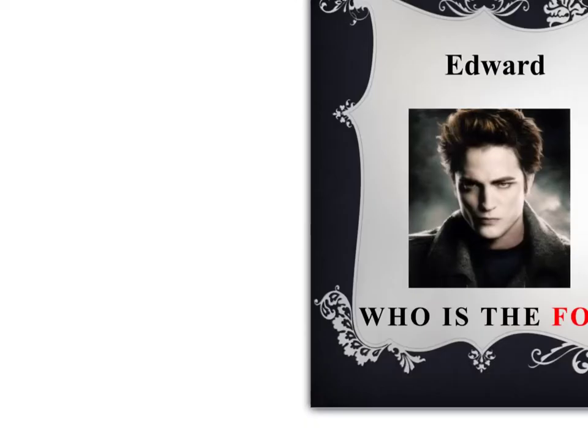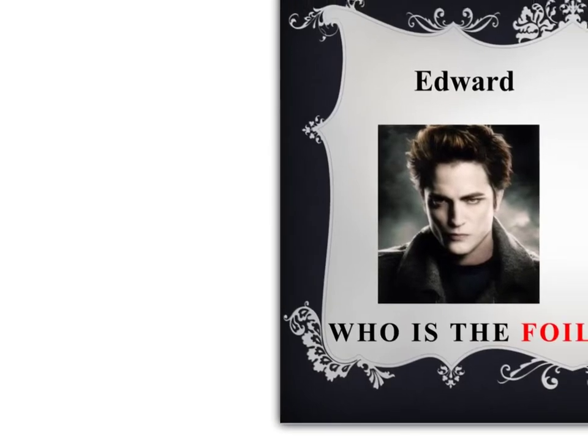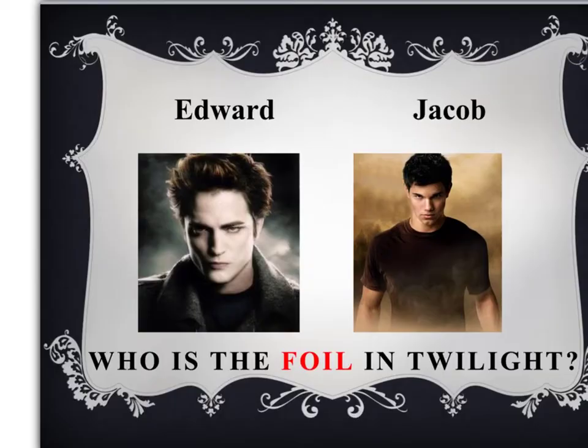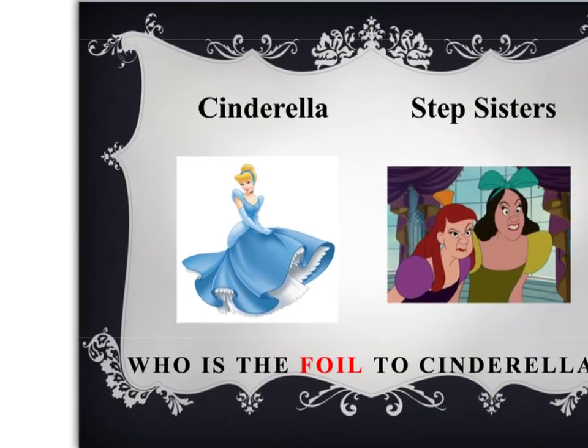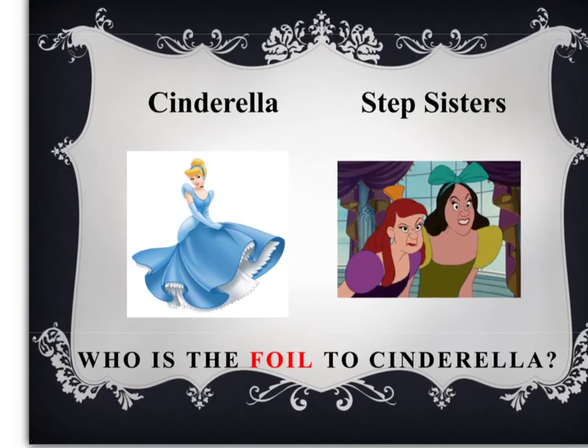In Twilight, we have Edward. So who is the foil to Edward? And I'll give you a hint. It has to do with the love triangle. You guessed it right. It is Jacob. Jacob has qualities that Edward doesn't have, and vice versa. Who is the foil to Cinderella in Cinderella? It is the stepsisters. You could even say it is the stepmom. Any of those could be Cinderella's foil.